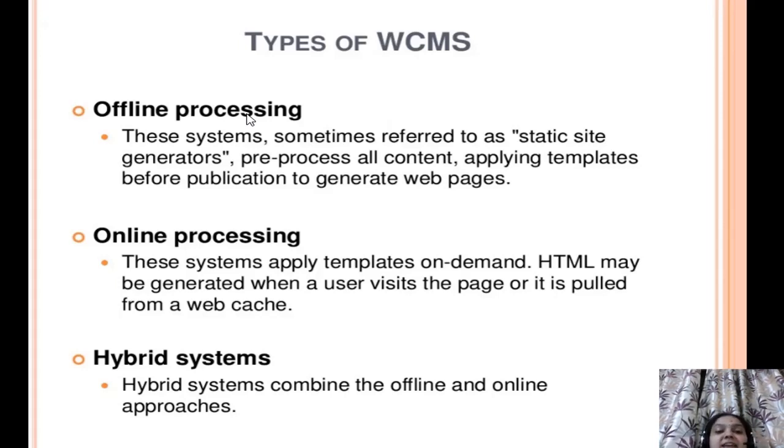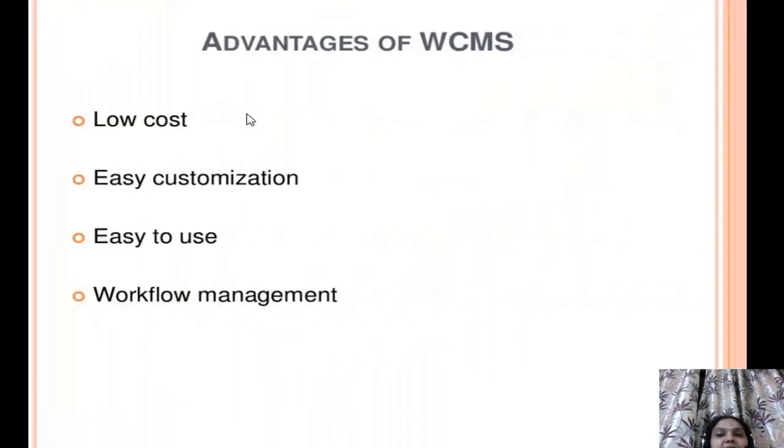One is offline, the second is online, and the third is hybrid. If you talk about offline processing, these systems are very much static. They don't have any dynamicity, meaning they sit at one specific position and won't have any kind of bifurcation. But when you talk about online, they are dynamic, they are every time changing, they change on demand. And last we have the hybrid system, which is a combination of both online and offline. So some properties of offline and some properties of online processing would take place.